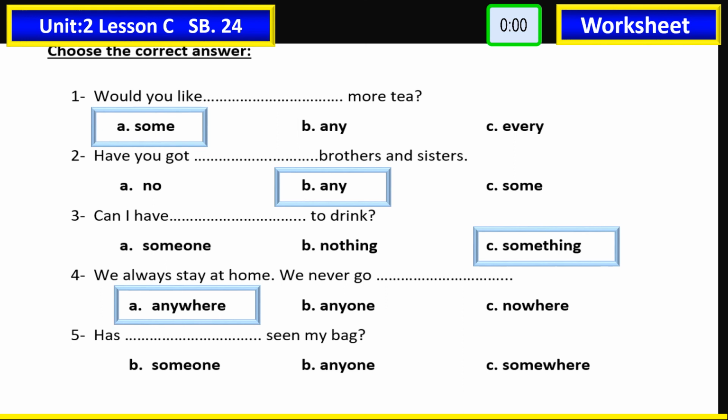You have number four already done. Let's read this one. We always stay at home. We never go anywhere. That's right. Have a look at number five. Has anyone seen my bag? That's right.